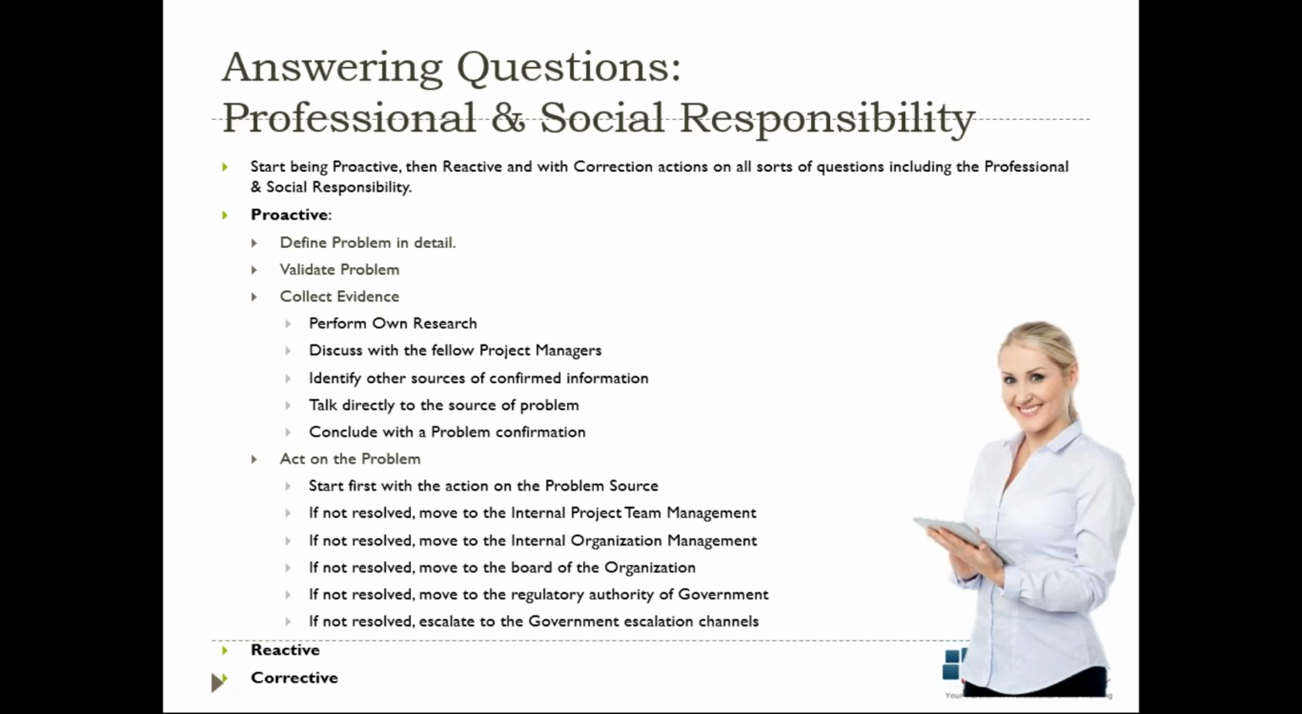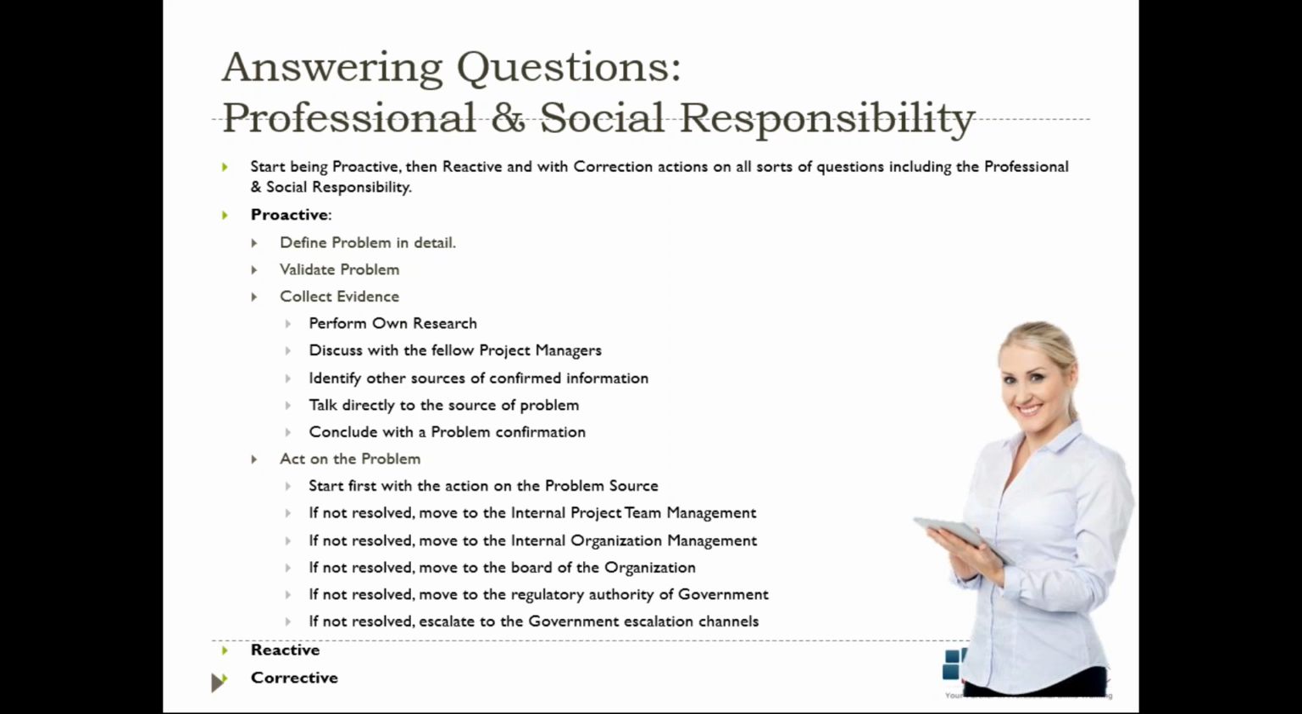When we are answering any questions in the examination about professional and social responsibility, we always need to look at the option which starts with being proactive, right? So in the situation which I explained to you, I was proactive to go ahead and check in the PMI portal if the person is certified or not. I was proactive, I researched. Then reactive. Reactive is you went ahead and reported to the interviewing committee and to the PMI portal.